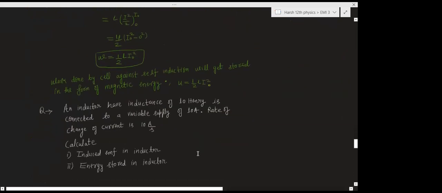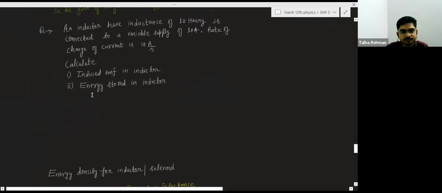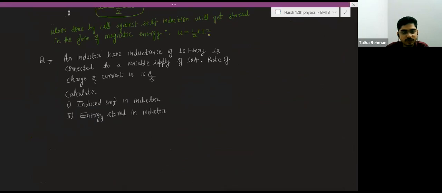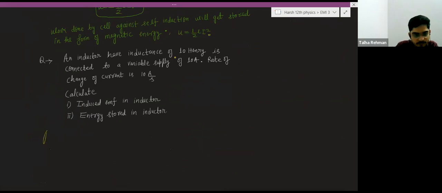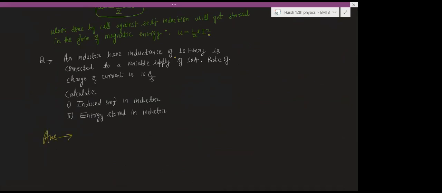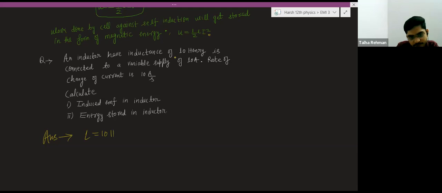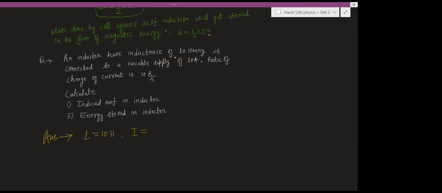So there is one question on it. They are saying an inductor has the inductance of 10 Henry, means L equal to 10 Henry is given. It is connected to a variable supply of 10 ampere, means the maximum current is given as 10 ampere.